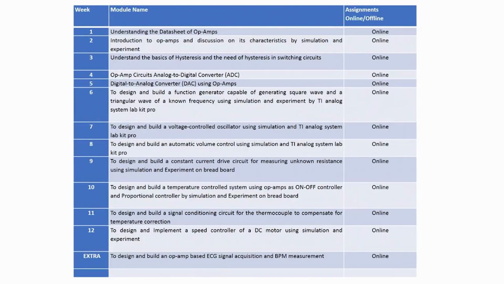Further, we will understand how to build a constant current drive for measuring unknown resistance. We will take an example of a temperature control system and how we can build this kind of system using op amps as an on-off controller and proportional controller. Then we will build a signal conditioning circuit for a thermocouple to compensate for temperature correction.